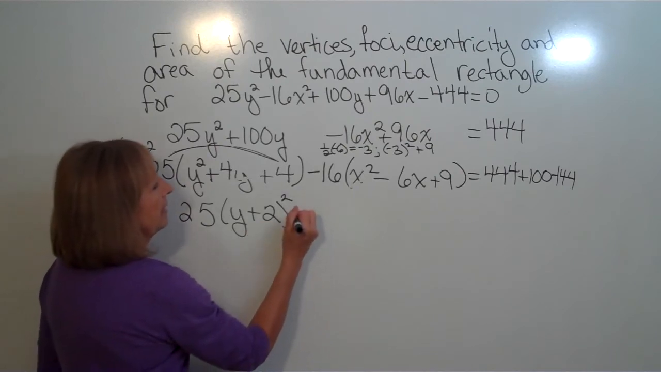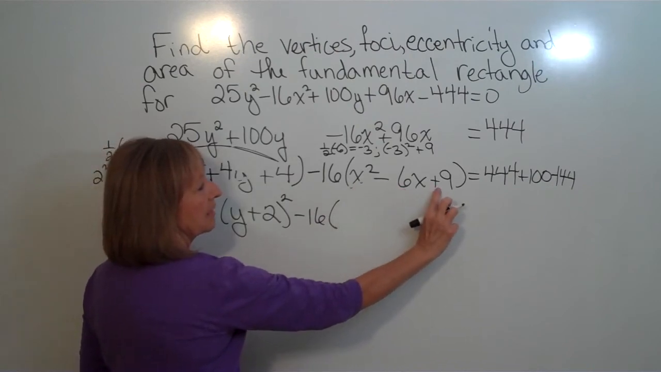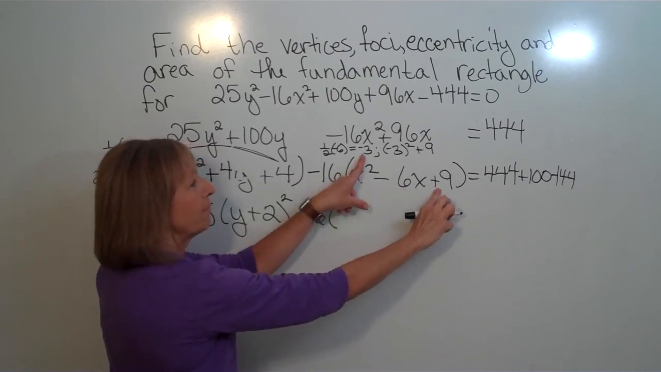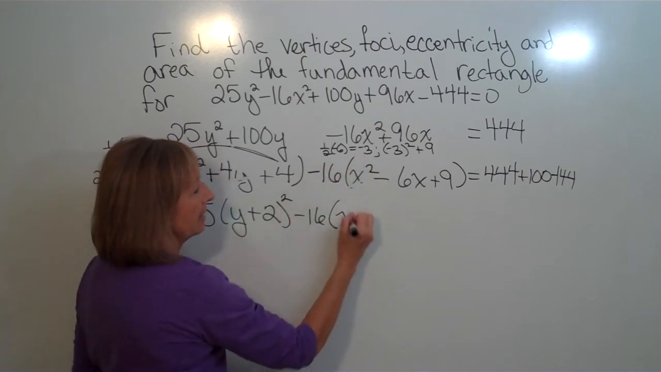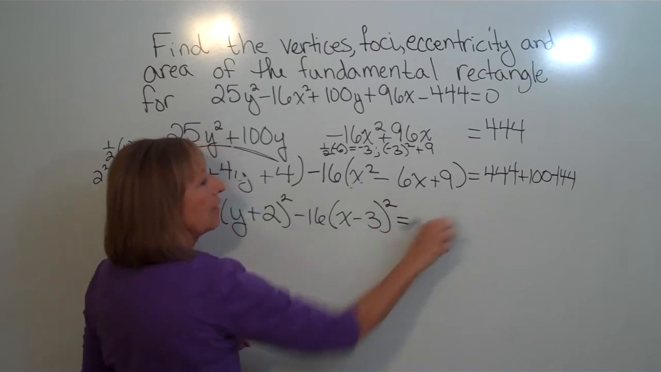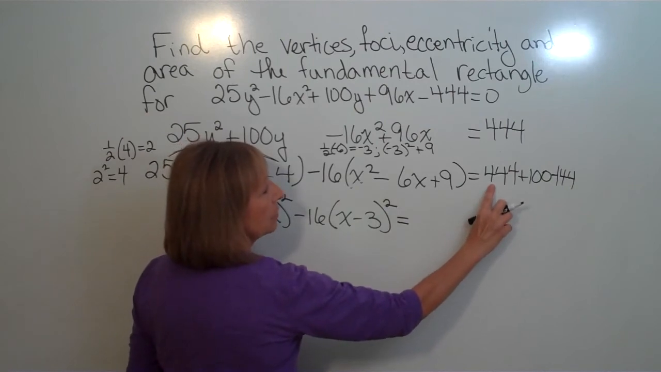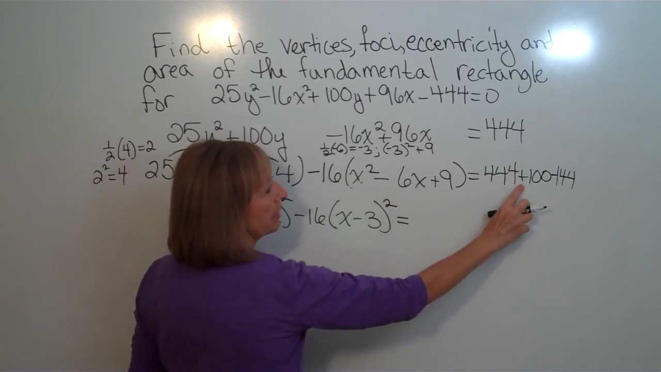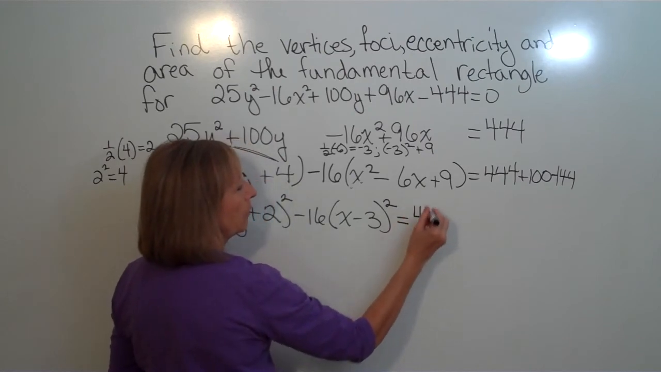So now this is minus 16 times x squared minus 6x plus 9 factored. Well, half of my negative 6 is negative 3, so it's x minus 3 quantity squared. And on the right-hand side, we are going to combine our like terms. So 444 plus 100 is 544. Subtract 144, you get 400.